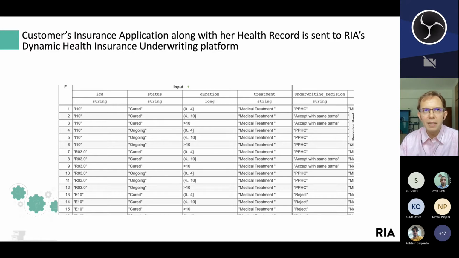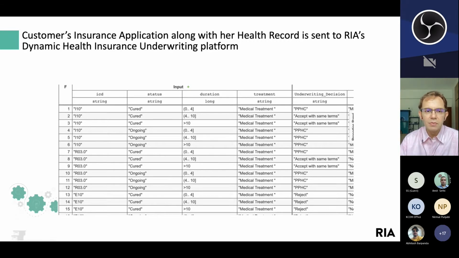Now, this is a complex procedure. It takes time. Sometimes human underwriters are sitting and processing hundreds of applications manually every day. In some cases, it may take 7 days to get a decision back on your application.